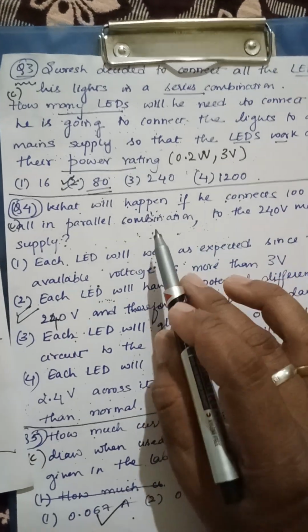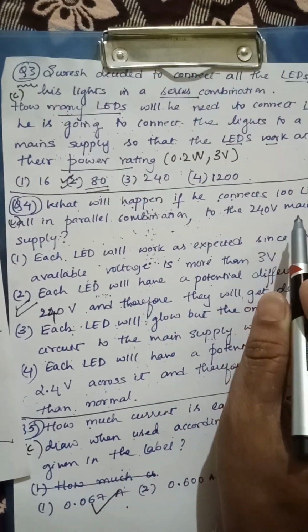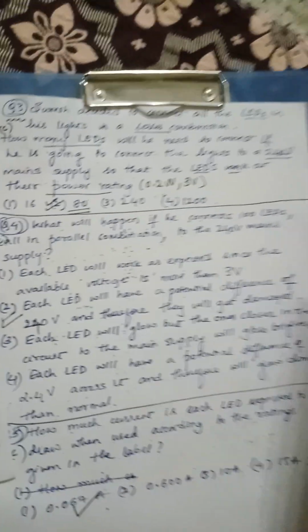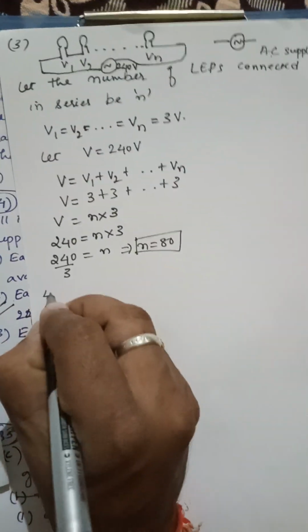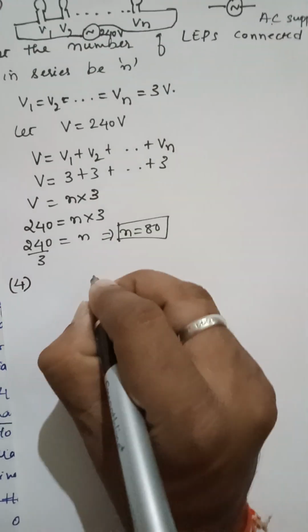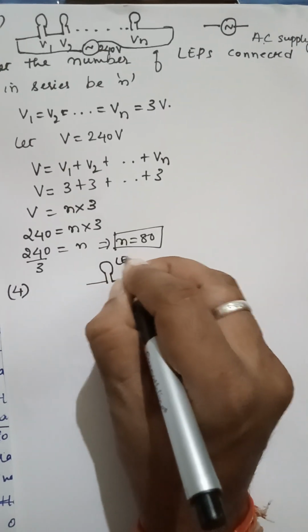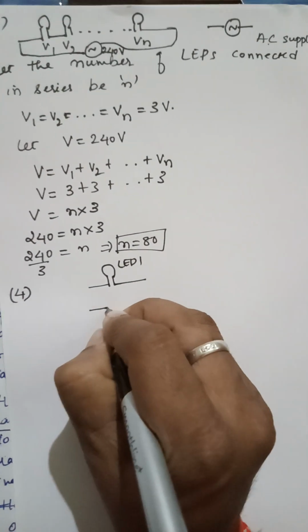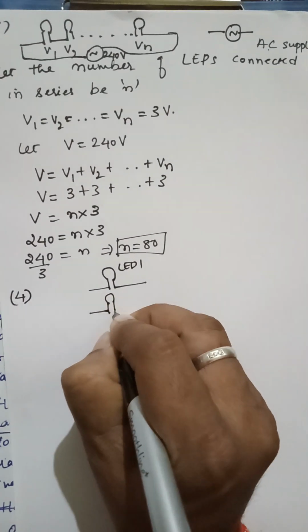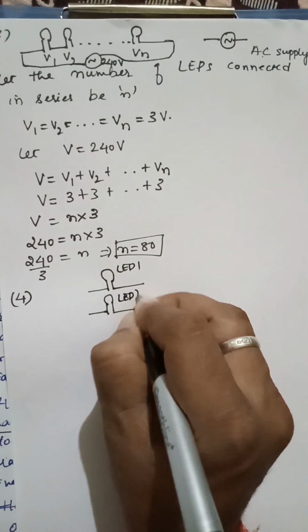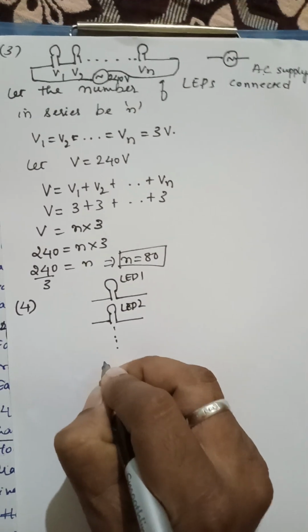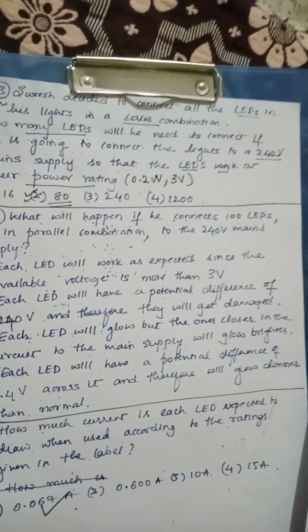Now, the fourth question. What will happen if he connects 100 LEDs all in parallel combination to a 240 volt main supply? First let us draw a circuit diagram showing how these 100 LEDs can be connected in parallel. This is the first LED, that is LED 1. Now the second LED, I shall label it as LED 2. Like this, as per the question, we have 100 LEDs.